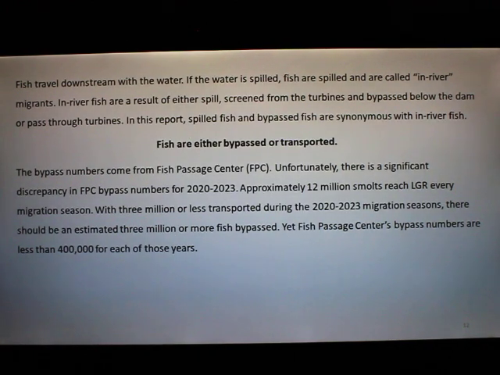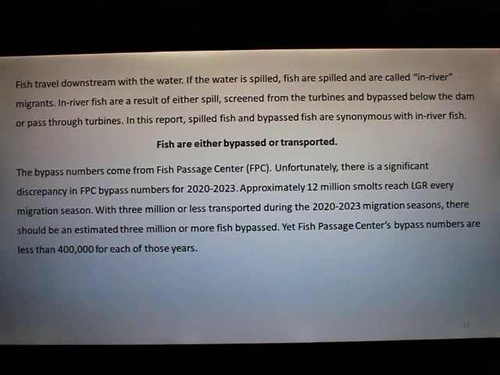Fish travel downstream with the water. If water is spilled, fish are spilled and are called in-river migrants. In-river fish are a result of either spill, screen from the turbines and bypass below the dam, or pass through the turbines. In this report, spilled fish and bypassed fish are synonymous with in-river fish. Fish are either bypassed or transported.